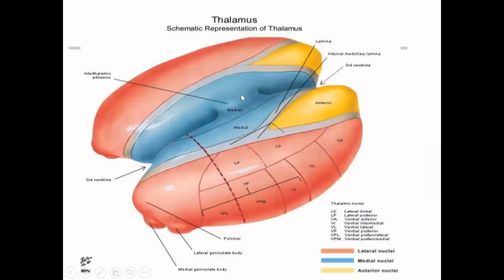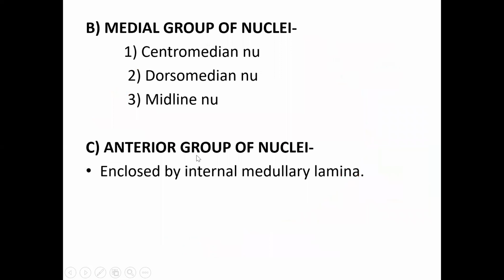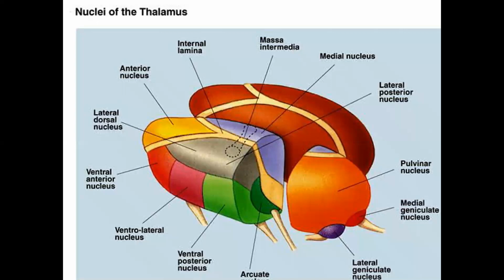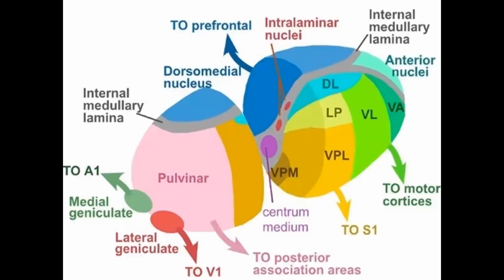Again, with a different diagram, you can see how the 2 thalami are connected to each other in the midline. Anterior, anterior, lateral, lateral. Then this is the midline, medial. So the middle group of nuclei includes centromedial nuclei, dorsomedial nuclei, and the midline nuclei. While the anterior group of nuclei is present between the internal medullary lamella. Again, same diagram.